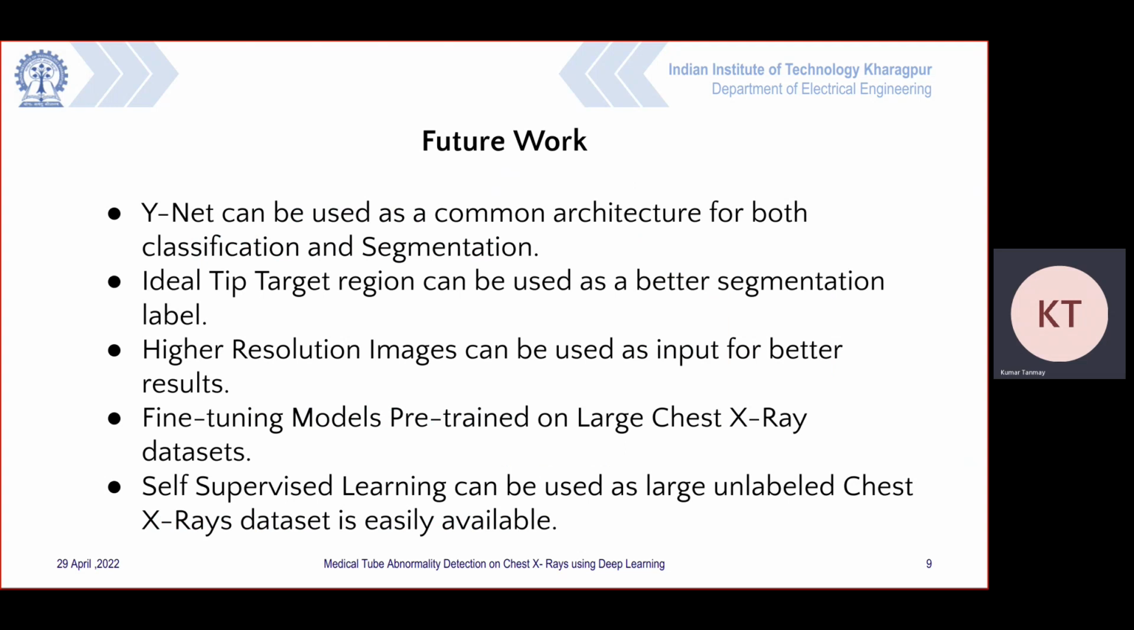The future work will involve using a YNet architecture as a common architecture for both classification and segmentation. Ideal tip target region can be used as a better segmentation label compared to the ideal tip location. Also, higher resolution images can be used as input for better results. We can also fine-tune the models which are already pre-trained on large chest X-ray data sets for better representation feature learning, and self-supervised learning can also be used for representation learning as the large unlabeled chest X-ray data sets are easily available.